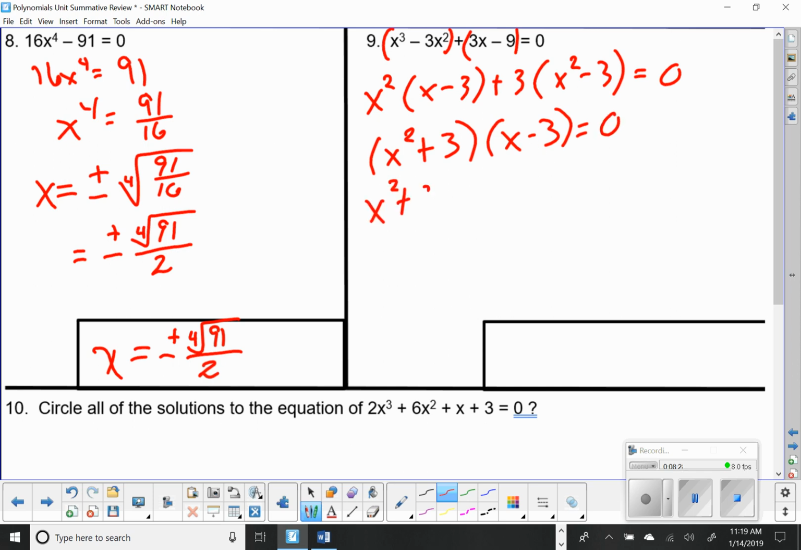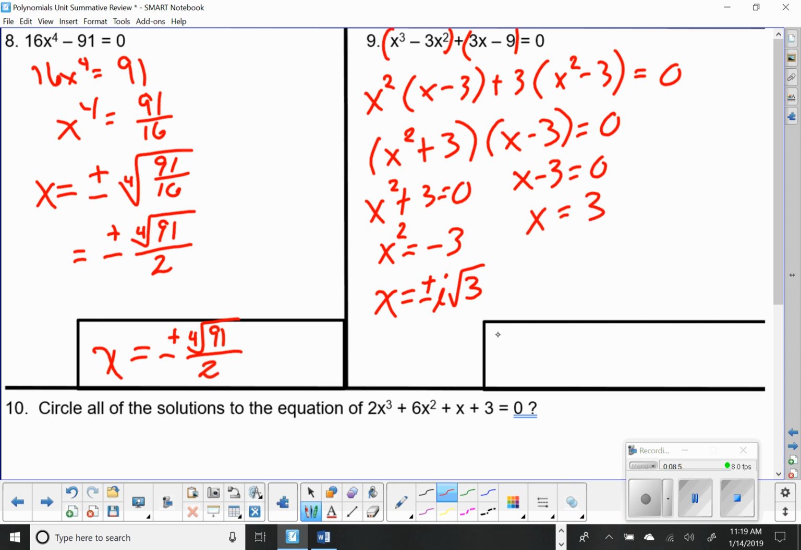X squared plus 3 equals 0. X squared is equal to negative 3. X is equal to, and this is what's important, plus or minus i root 3. Don't tell me no solution there. X minus 3 equals 0. X equals 3. So now I have 3, and then plus or minus i root 3 is my other answer.